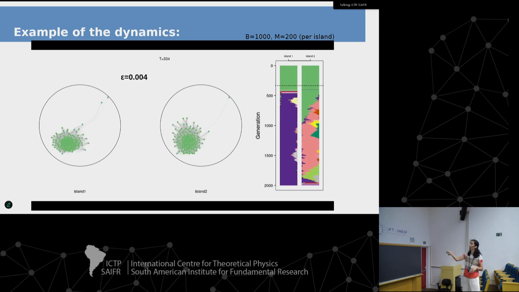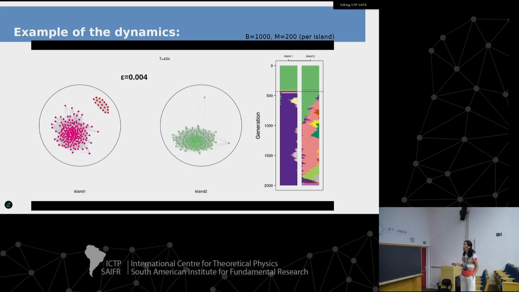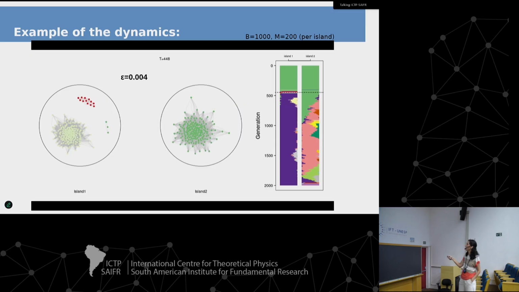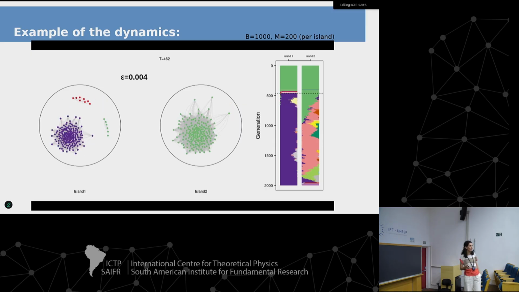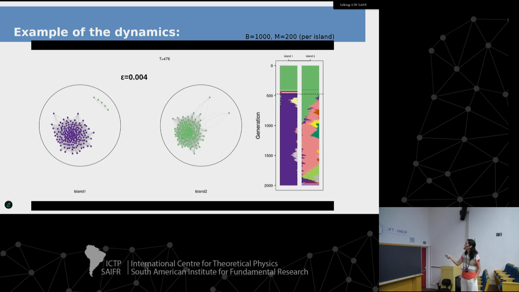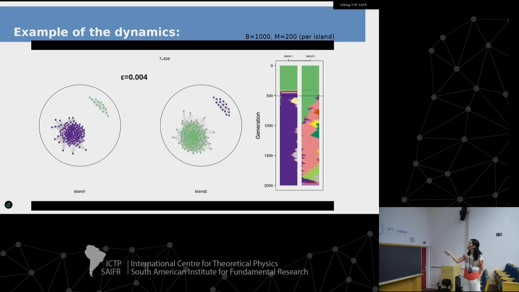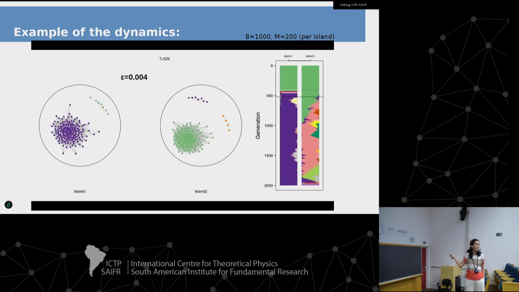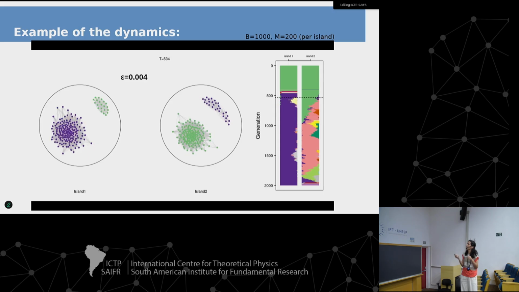Now we let the migration be a 0.4% probability of each individual moving. When we see this over time, we can see that speciation starts to emerge. We have these small groups here, small groups there. And what you see here is a kind of pattern that for a long time we thought was an error in our program: usually we have one island with one big species, and the other island we have many species. So, wow, what is going on?